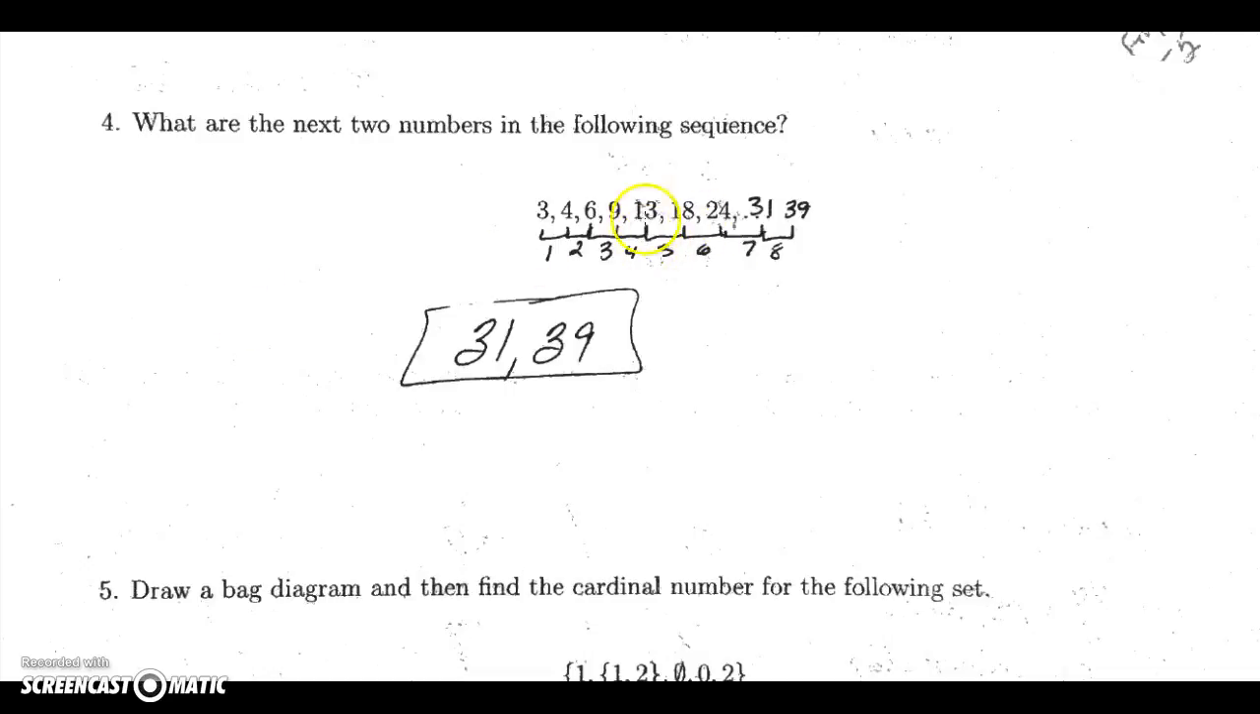Next two numbers, so we're just playing around with these. One of the best ways to check, first of all, is to see how much there is in between each number, and then see if we see a pattern. So in between 3 and 4, there's 1. In between 4 and 6, there's 2. Between 6 and 3, and so on. And we can see that this pattern is just adding an additional 1 every time. So we get 31 and 39.